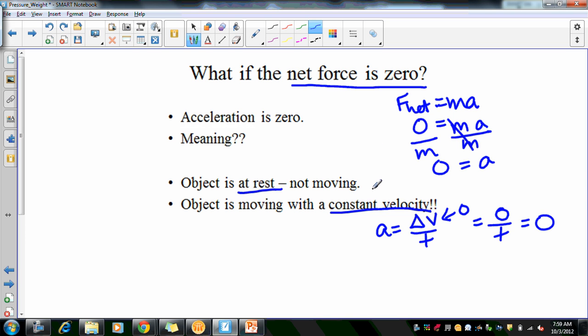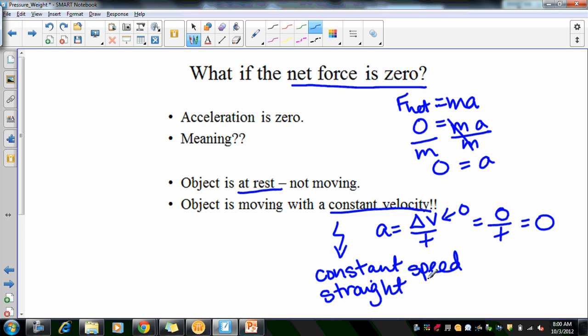This will become really important when we start talking about air resistance and objects falling. So acceleration of 0 means an object can be at rest or can be at constant velocity. And just as a reminder, constant velocity means constant speed. So same speed in a straight line, which means no change in direction. So constant speed in a straight line.